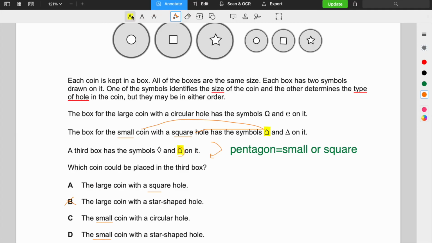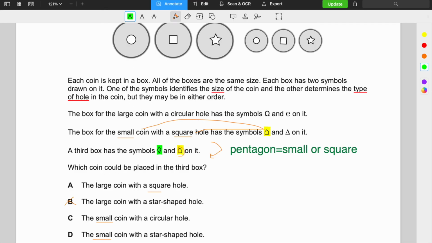Now let's worry about the diamond. Do any of the symbols have diamond? No, there's no diamond in any of the symbols. So that means we can't have large and circular. Because large is either the omega or the E. So because we have the diamond, it can't be large, right? It can't be large and it can't be circular because we don't have the diamond in any of the symbols representing large and circular.